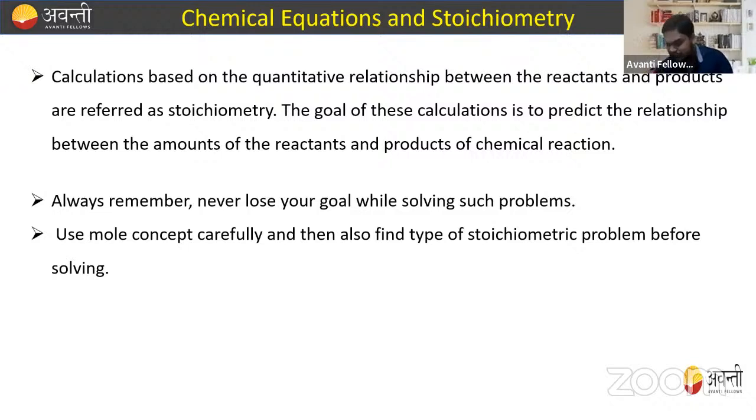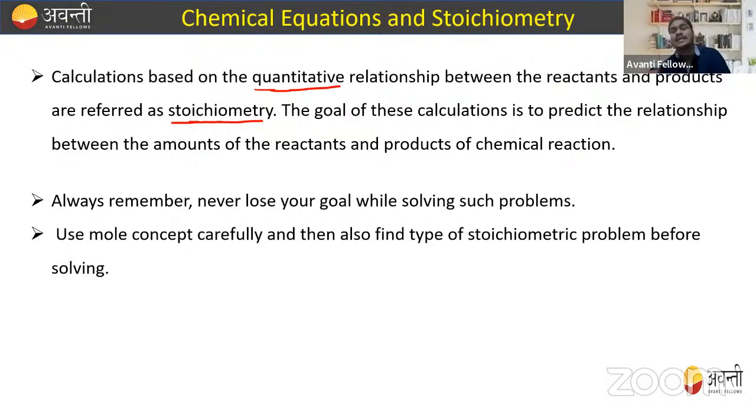Now, let's see some other examples of how chemical equation and stoichiometry are related to each other, and how you can solve questions related to stoichiometry, right? So what do you mean by the term stoichiometry? Basically, calculation based on the quantitative relationship between the reactants and products is referred to as stoichiometry. So if someone asks what is stoichiometry, you can say that calculation based on the quantitative relationship between the reactants and products is referred to as stoichiometry.